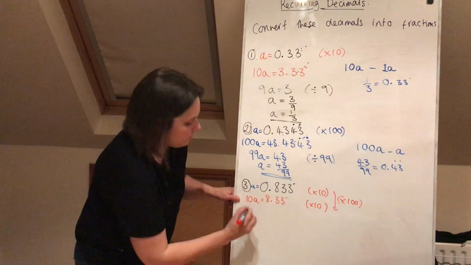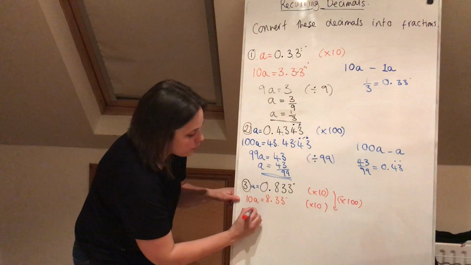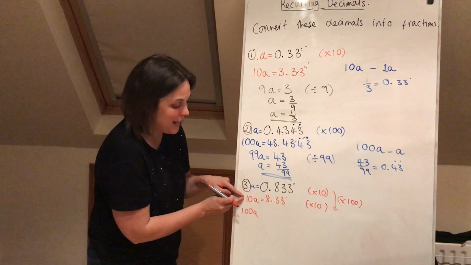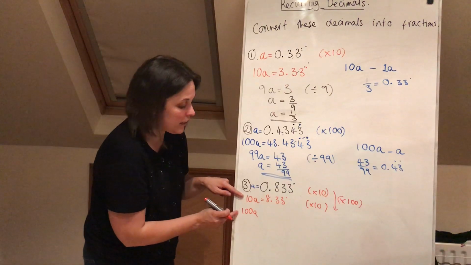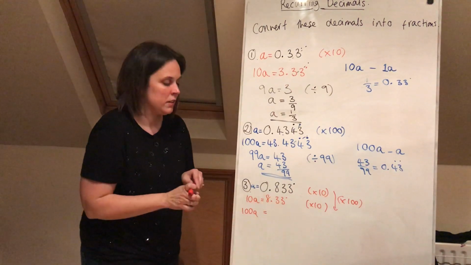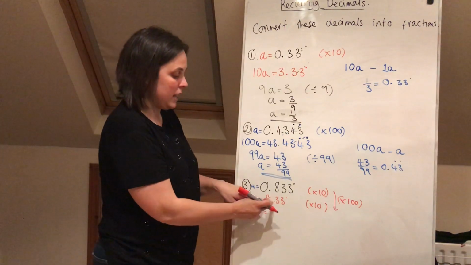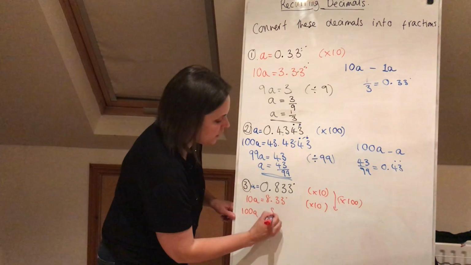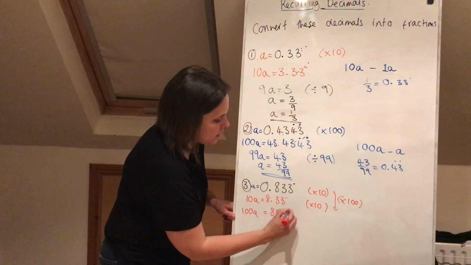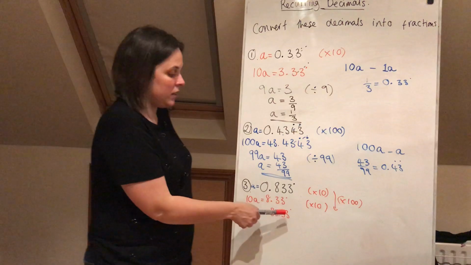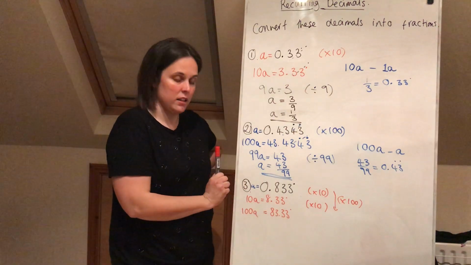Okay, so that gives me 100A. If I multiply 10A by 10, I get 100A. And then if I am just multiplying this one by 10, I'm just moving one more number over, so we get 83.3 recurring. And so what we end up with now is that the 3s can cancel.